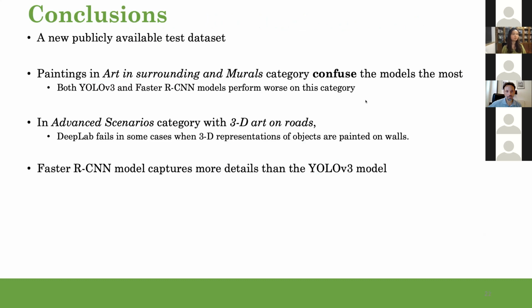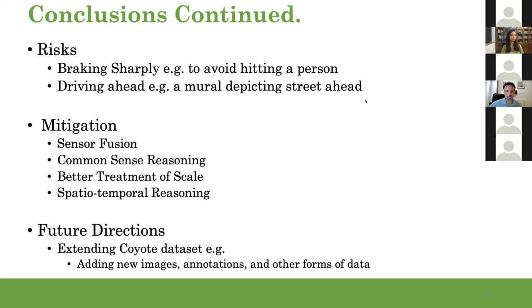In conclusion, we introduced a new testing dataset. We found that the painting in art and surroundings and murals category confused the model the most. In advanced scenarios or 3D illusion art on the road, DeepLab v3 can correctly segment humans in the background, but it fails in some cases when 3D representations of objects are painted on walls. Analyzing the aggregate results for both models shows that the Faster RCNN model captures more details than the YOLO v3 model. This helps the Faster RCNN model make better inferences. However, it also makes the model more vulnerable to failure from edge cases.